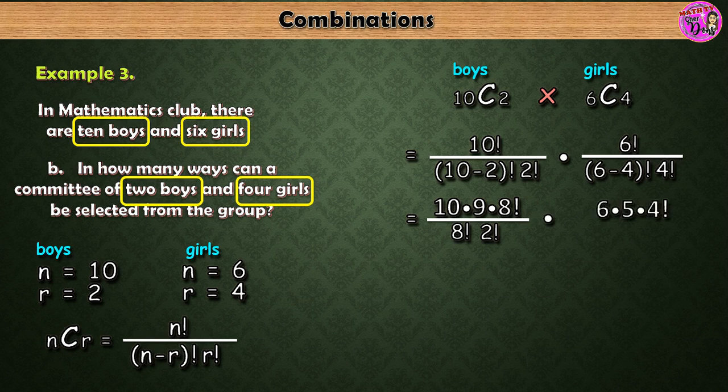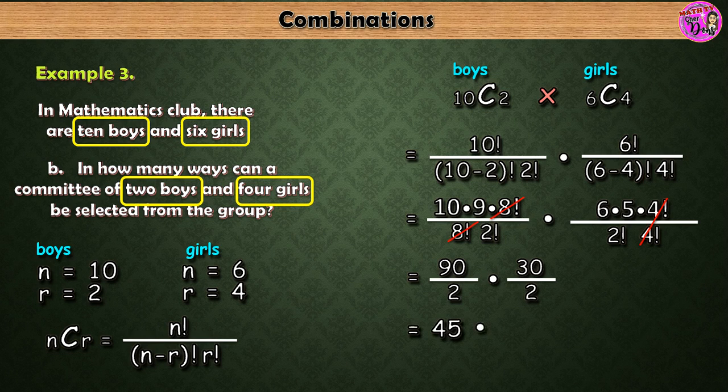Simplifying it, 10 times 9 times 8 factorial all over 8 factorial times 2 factorial times 6 times 5 times 4 factorial all over 2 factorial times 4 factorial. Cancel out 4 factorial and 8 factorial. 10 times 9 is 90 over 2 factorial, which is equal to 2, times 6 times 5 is 30 over 2 factorial, which is also equal to 2. 90 divided by 2 is 45 times 30 divided by 2 is 15. 45 times 15 is equal to 675. Therefore, there are 675 ways of selecting 2 boys and 4 girls from the club.